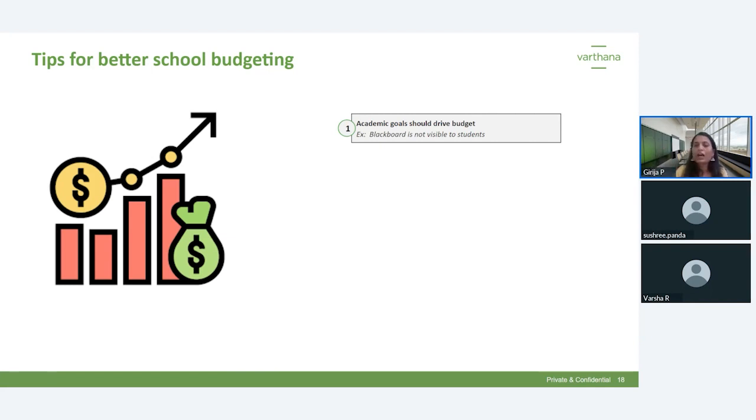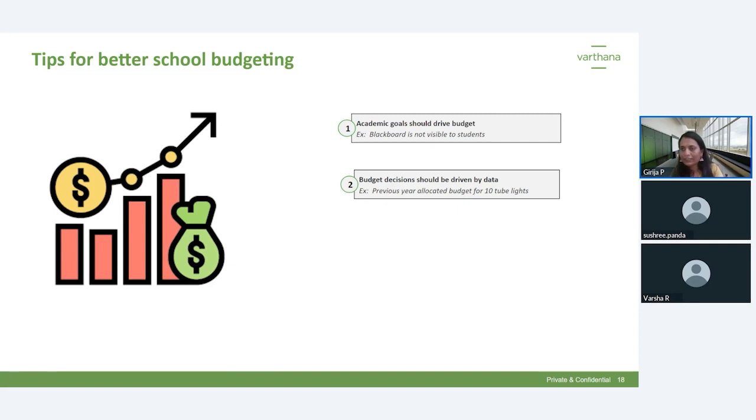And another tip: whenever you're doing the budget, your budget decision should be based on your data. So whatever tools we have seen so far will help you to understand what the data is saying, and you can use other tools as well which can help you to understand what the data is saying, and based on that you can take any decision.